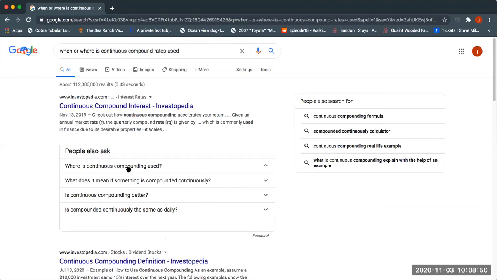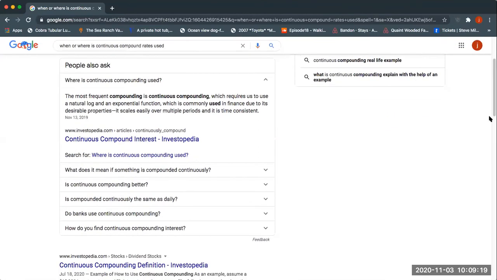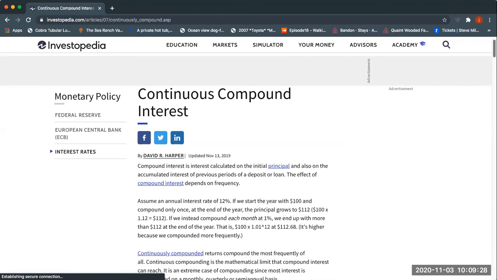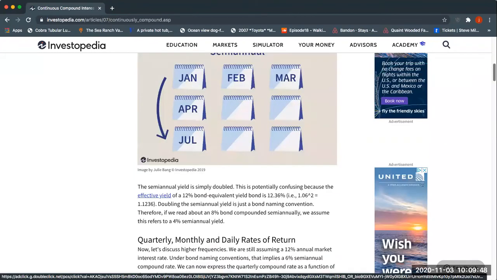I'm going to look at here. Oh, right here. Let's do this. Can you see what I'm seeing? Yeah, the most frequent compounding, which requires us to use a natural log. So somehow continuous compounding has something to do with natural logs, commonly used in finance. Okay, that's still not telling me what I'm showing. Continuous compound interest. What does that mean? It says compounded monthly, quarterly, semi-annually is the most common. I'm still not seeing where it would be used in real life.